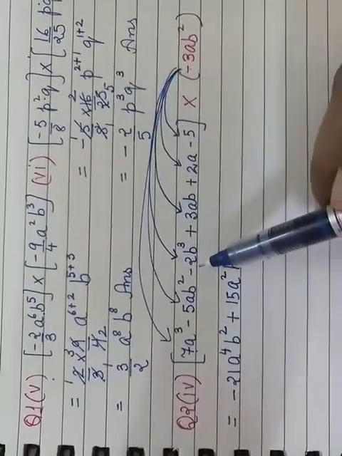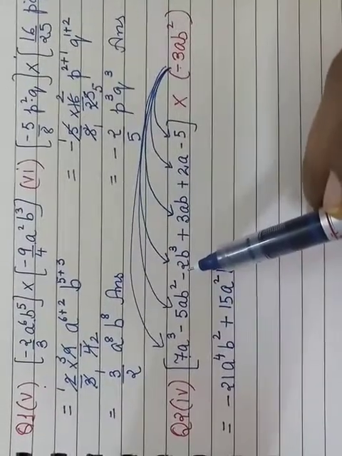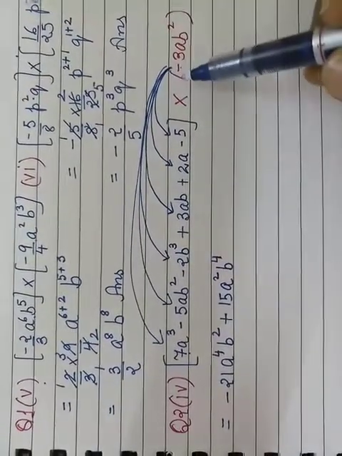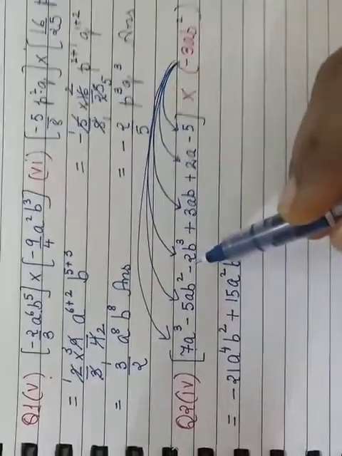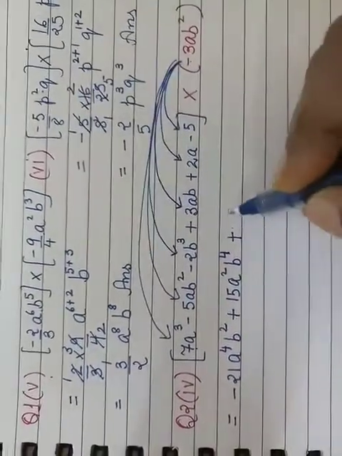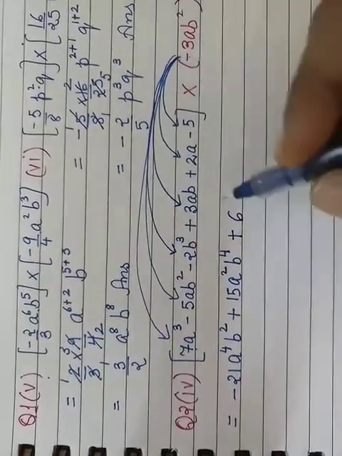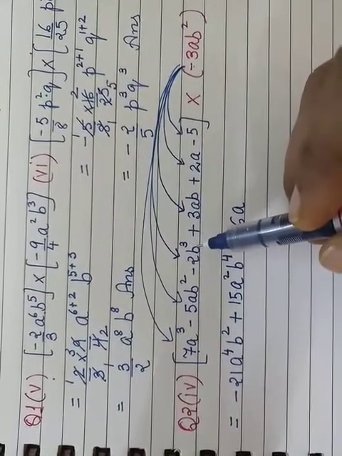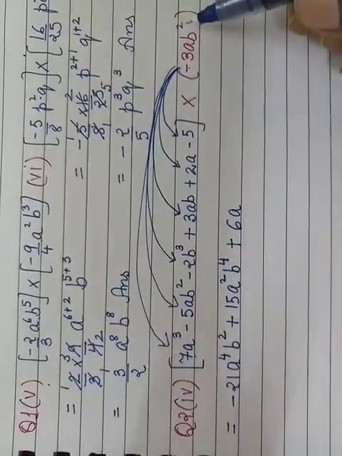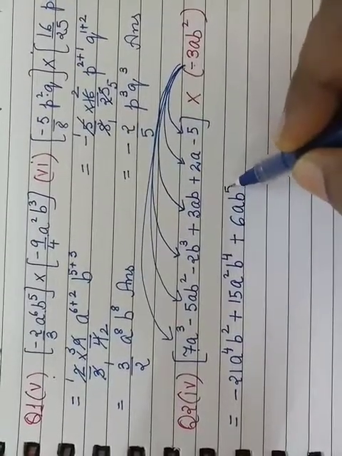Then we multiplied with minus 2a cube, minus 2b cube, minus, this is also minus, so minus minus will become plus. 2 into 3 will give you 6. As it does not have any a, so we copy down this a as it is. Now here we have b to the power 3 and here we have b to the power 2. So total becomes b to the power 5.